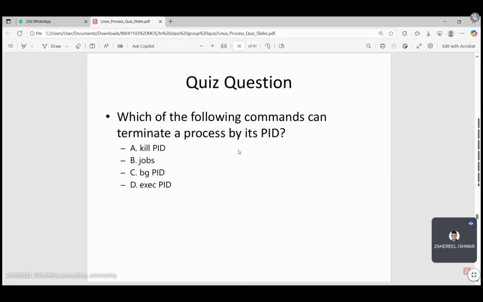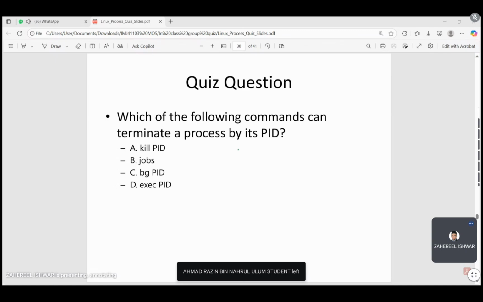Which of the following commands can terminate the process by its PID? The answer is 1, 2, 3. Correct. The answer is A, kill PID. Okay, kill is the command. In fact, it's a function that you can also call in your program.